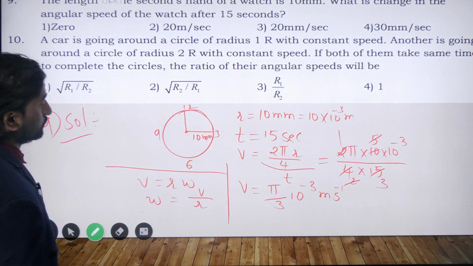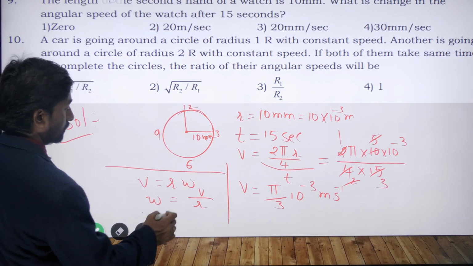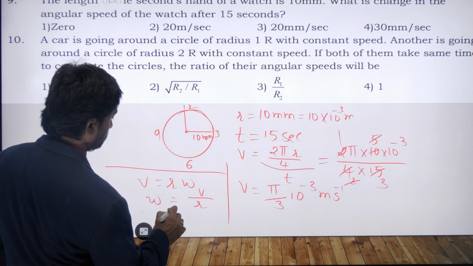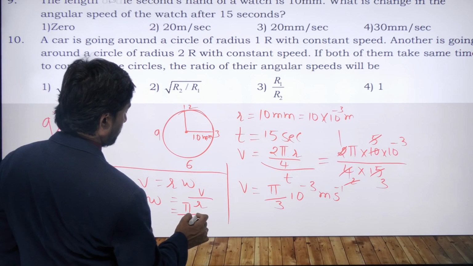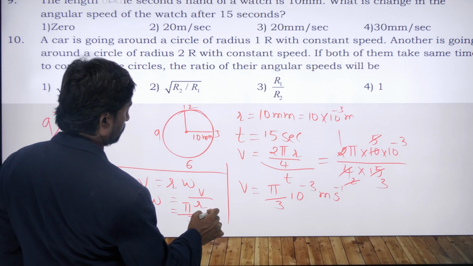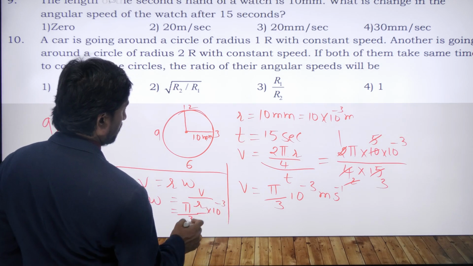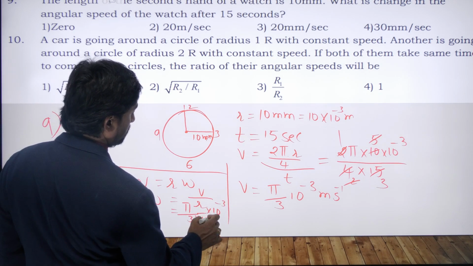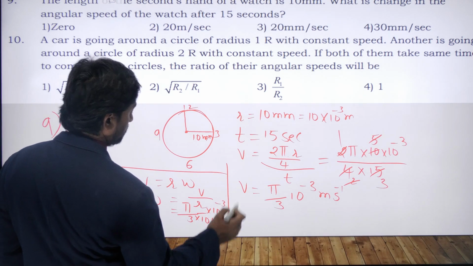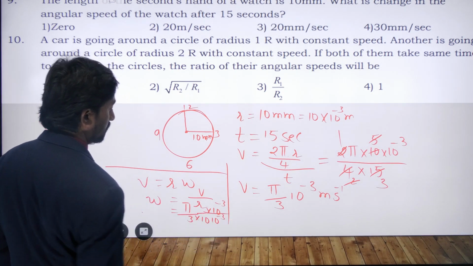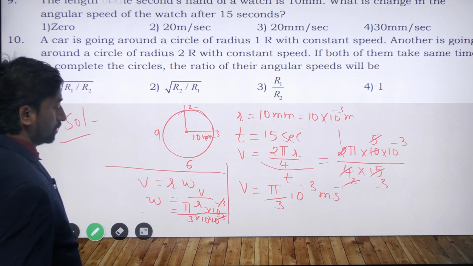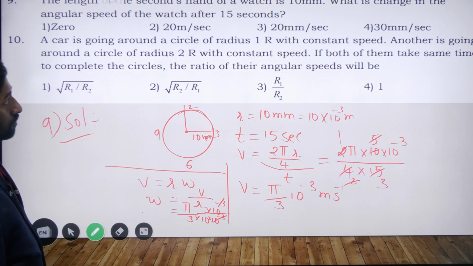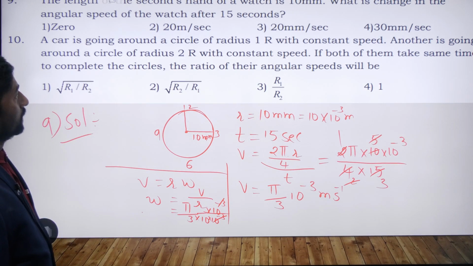So what is the R here? Omega is equals to, so V value pi by 3 into 10 to the power of minus 3 will get, and R value is given there, 10 into 10 to the power of minus 3. So here it will be cancelled now. This term and this term will be cancelled. So pi by 30 will be there. Pi by 30 meter per second.